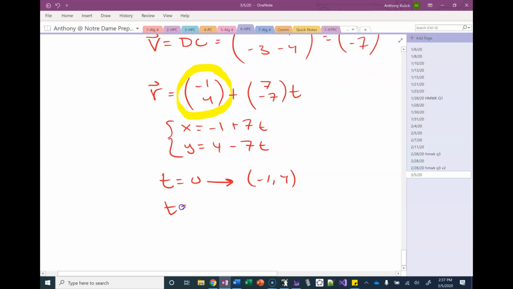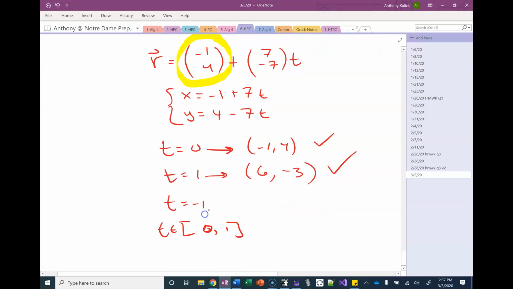So to check, I'm just going to check. All right, what do we get when t equals 1? I get -1 plus 7, and then 4 plus -7. Is that the point we needed? Yes. So our interval then is just from 0 to 1. If that wasn't the point I needed, I would try -1, and that one should have worked.